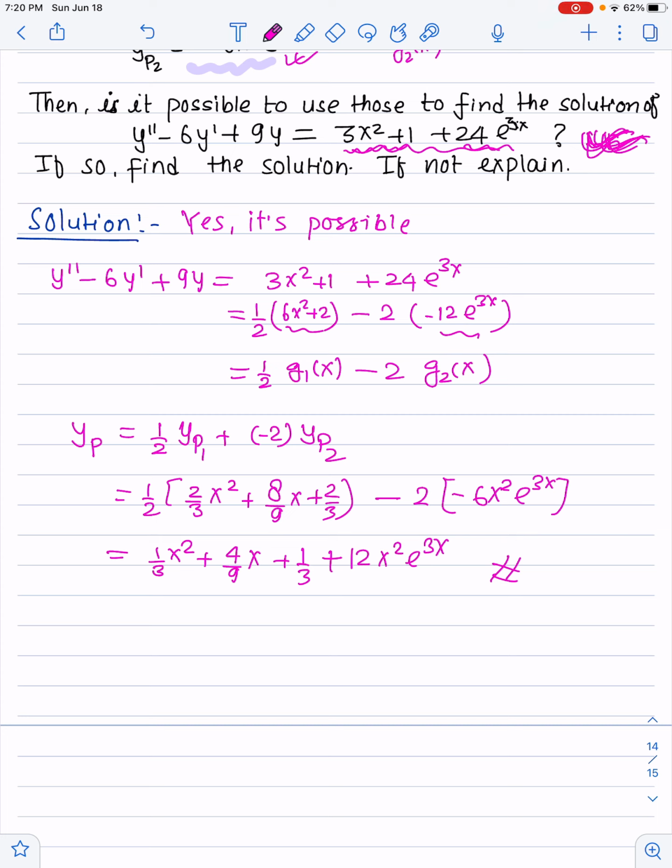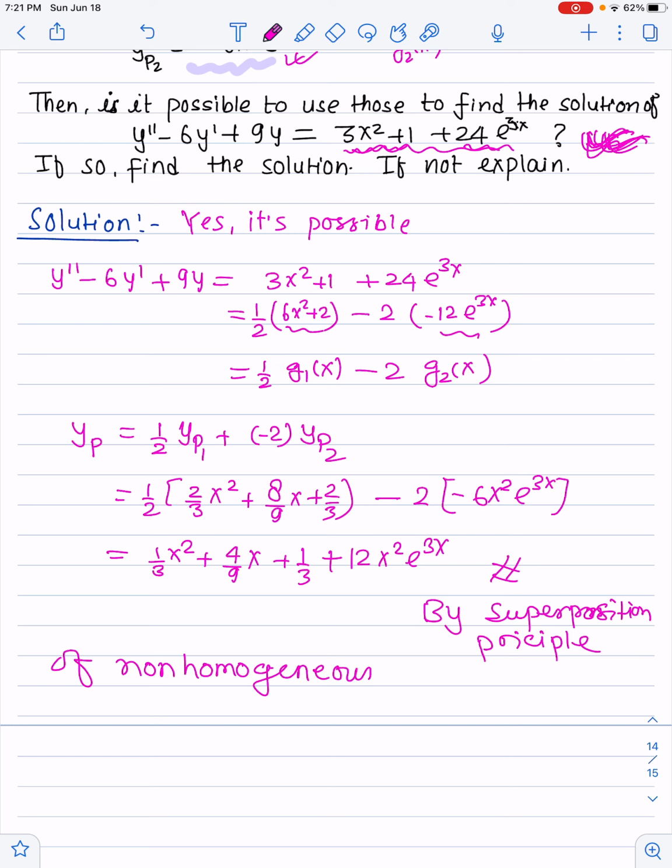All right. So this is by the superposition principle of non-homogeneous linear ODE. Okay. All right.